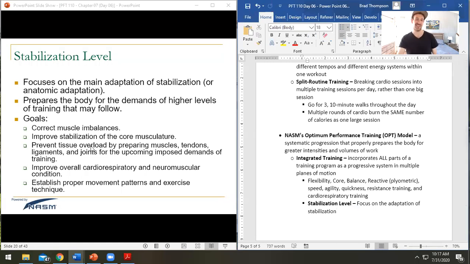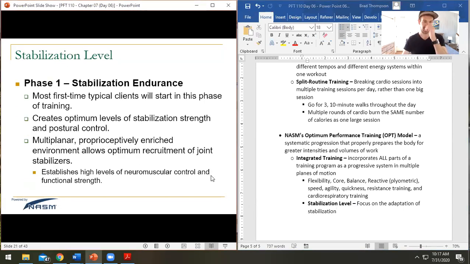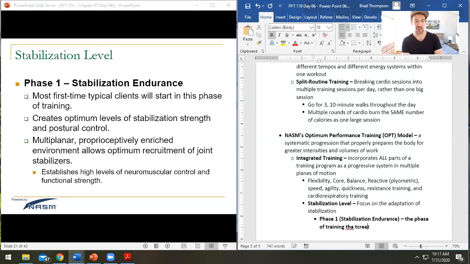But he's great. So we also want to prepare our muscles, tendons, ligaments, and other soft tissue for the greater levels of exercise that are to come, right? So in the stabilization level, you're only going to have one phase of training. You're going to have phase 1 here, which is going to be stabilization endurance, okay? And this is going to be the phase of training that creates optimum levels of stabilization and postural control.